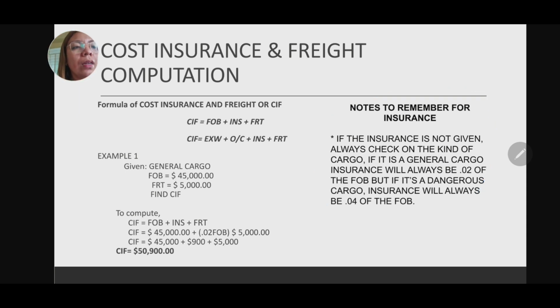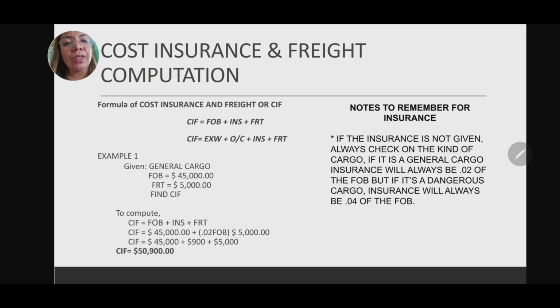So the given is a shipment of general cargo, and there is an FOB value of $45,000, and the freight is $5,000 US dollars, and we're looking for the CIF. Notice that there is no given insurance in this problem. For us to be able to compute, we need to write down the formula. Our formula is FOB plus insurance plus freight. Our next step is to substitute the values.